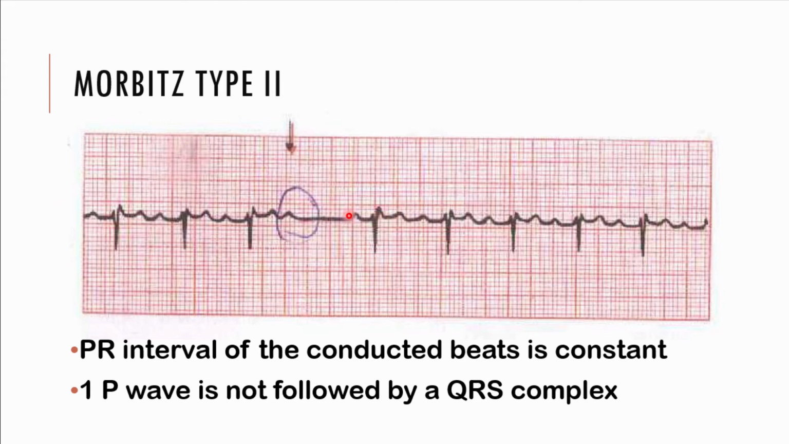Here's another example of a Mobitz type 2. As you can see, if you look at the PR intervals very closely on this diagram, the PR intervals are constant.